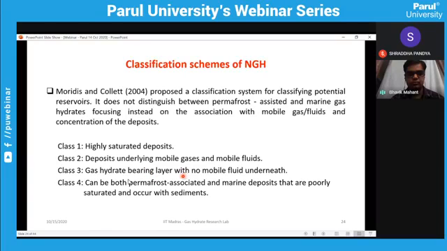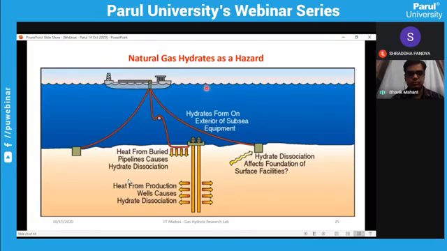Then there is the class with no mobile fluid, and the fourth is permafrost-associated and marine deposits that are poorly saturated and occur with sediments. Basically they consist of so much sand and mud, and less gas is added into it. So these are basically theoretical classification data. From this you can find your location and which type of gas hydrate is there. Now natural gas hydrate is a hazard.